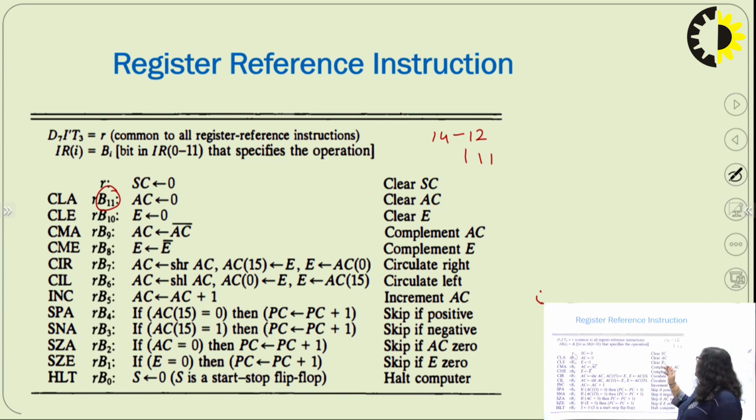Clear sequence counter, clear AC, clear E, complement accumulator, complement E, circulate right, circulate left, increment AC, skip if negative, skip if positive, skip if accumulator 0, skip if E is 0, and halt the computer. So these all are the register reference instructions.